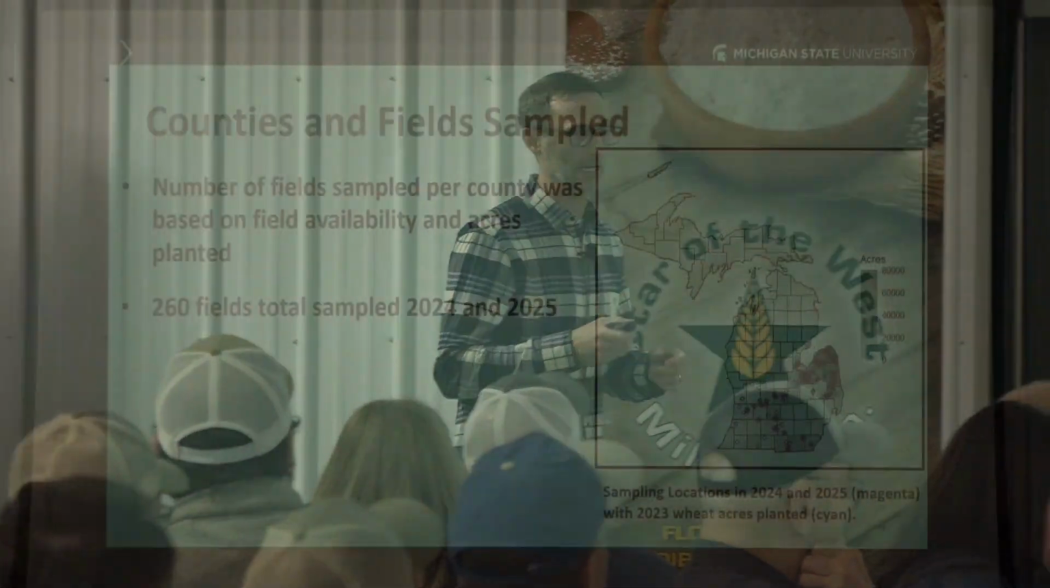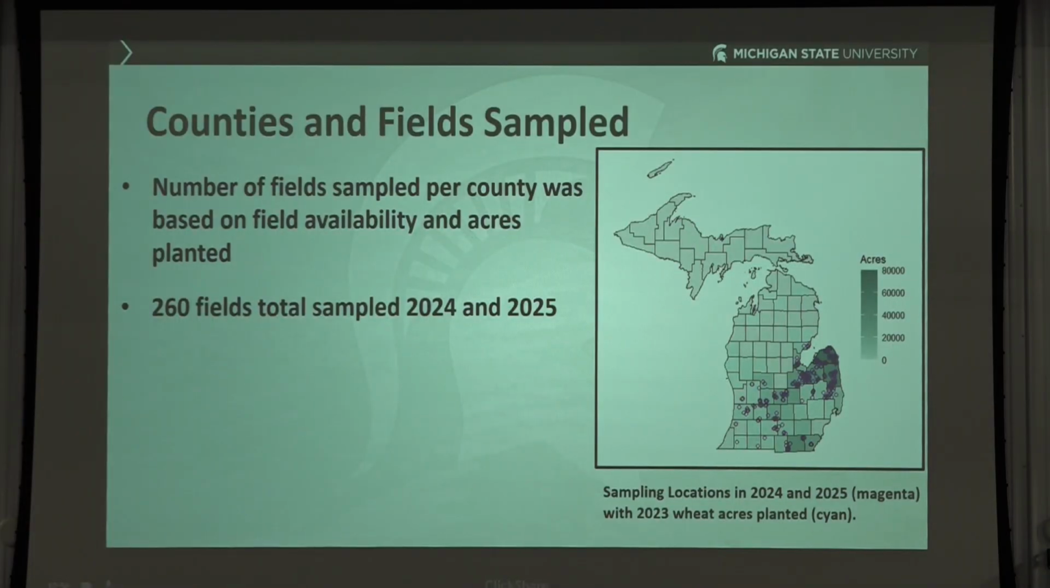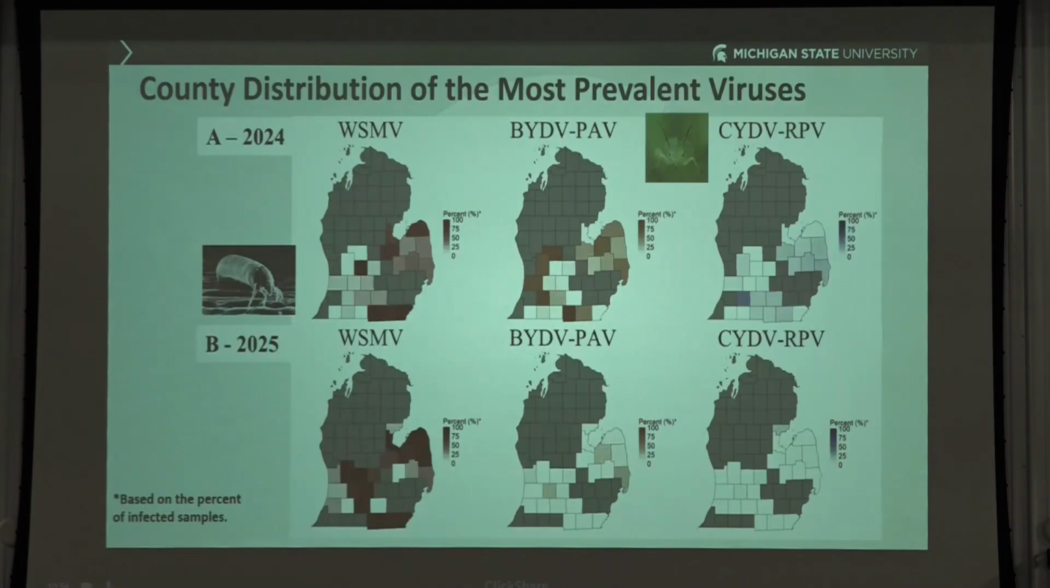The student did an excellent job collecting samples from across the state. The way she did that was to base the amount of sampling intensity on the wheat acreage, so we had a lot more fields sampled up in the thumb region just because there's more acreage up there. But she also tried to cover the state as much as possible wherever we had wheat. She sampled 260 fields in 2024 and 2025 combined. So a lot of windscreen time.